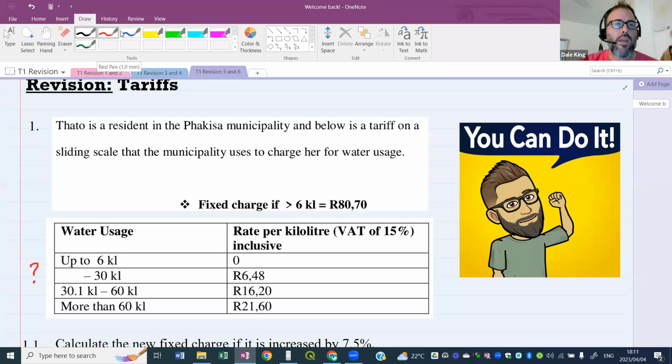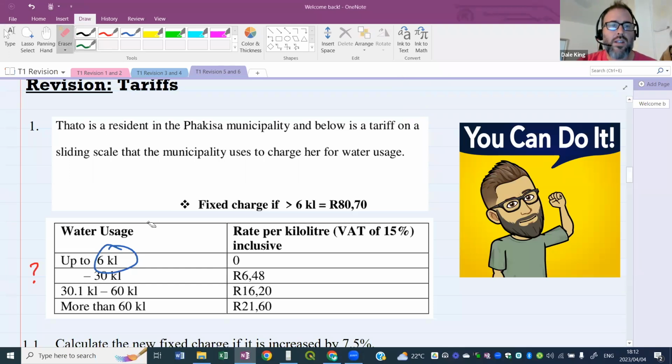It says that we have up to 6 KL. Who can tell me what the KL stands for? Anyone want to chat? This is water usage. What does KL stand for? There we go. Very good. That was very quick. Yes, good. Kiloliters. Well done. Good, good, good. Yes, very good. So kiloliters.